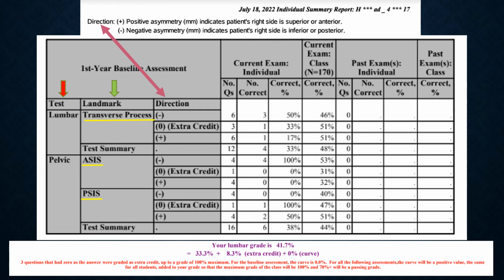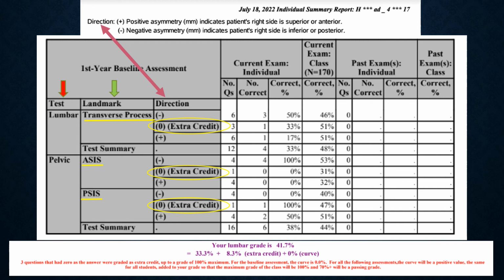The next column looks at the direction of asymmetry. A positive indicator means for the lumbar model that the right transverse process was anterior compared to the left. For the pelvis model, it means that the landmark on the right was superior compared to the left. A zero indicator means that the position of the landmarks were symmetrical. And a negative sign means that the lumbar spine right transverse process was posterior compared to the left. For the pelvis models, the right landmark was inferior compared to the left.